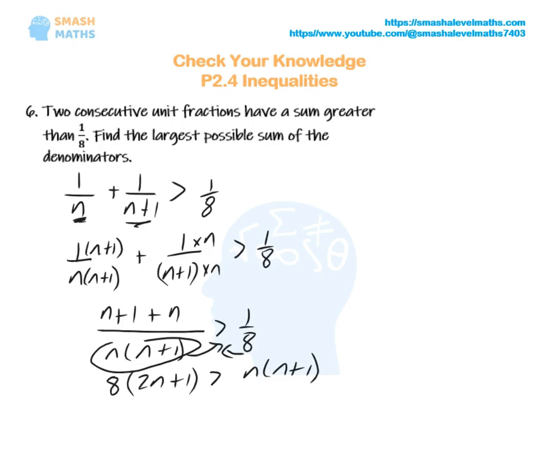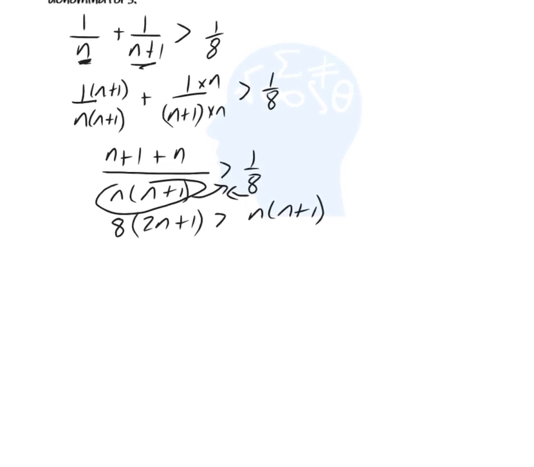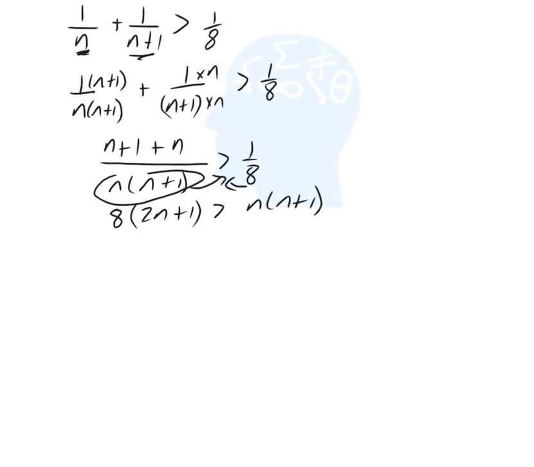So we've got that. Just take a moment to have a look and make sure you're happy with everything that's gone on there. And so now we've got 16n plus 8 is greater than n squared plus n. So now this is starting to look like a quadratic inequality.